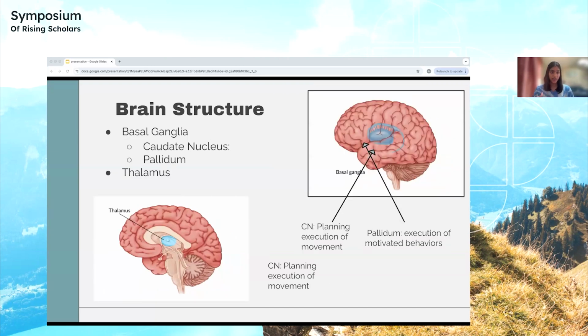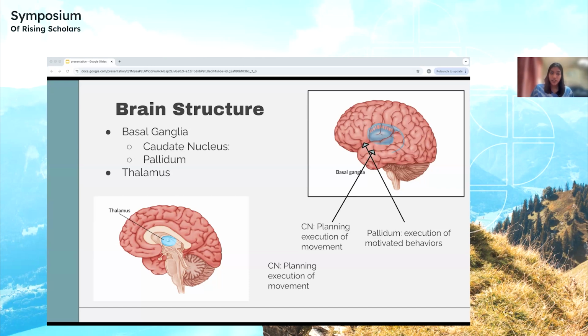Next, we have the basal ganglia. The caudate nucleus and the pallidum are both part of the basal ganglia, so I'm just going to be referring to the basal ganglia as a whole. It's involved in movement, motivation, and habit formation, but it's mostly known for controlling your movement. They help regulate voluntary movements and play a role in motor learning. Dysfunction in this area can lead to movement disorders such as tremors or rigidity.